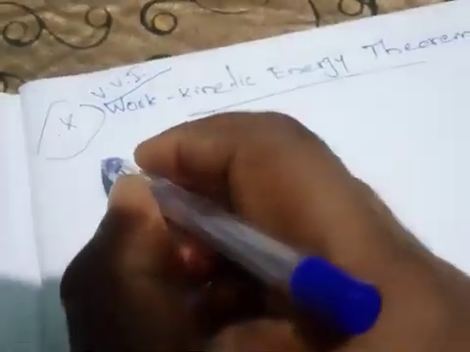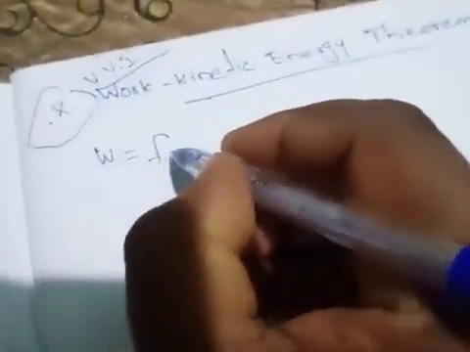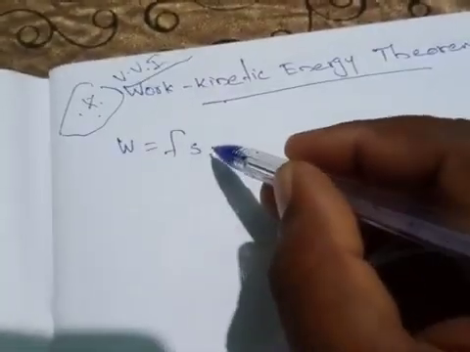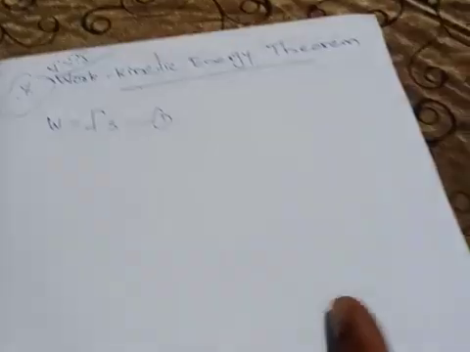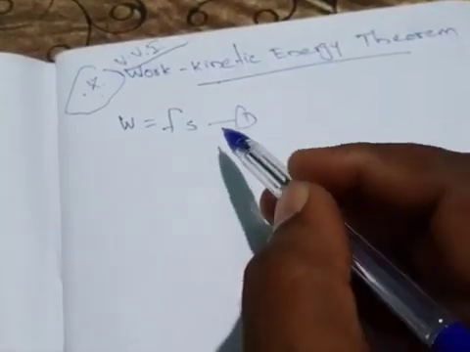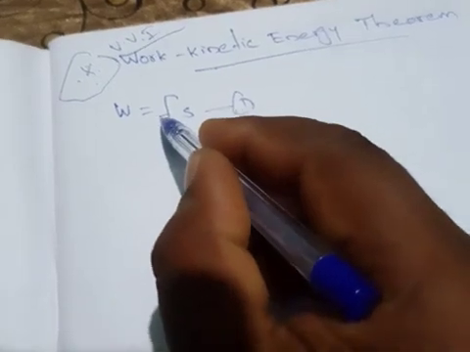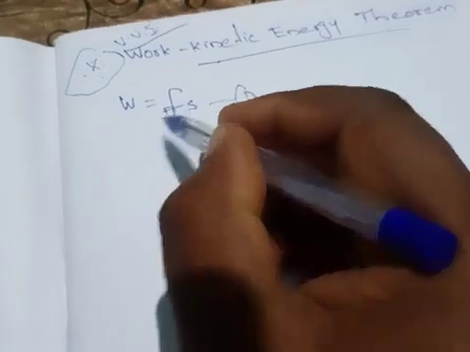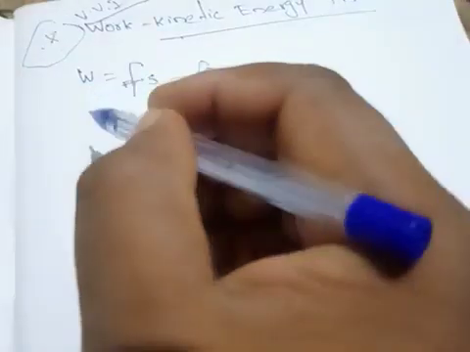So some work is done. That work done is W equal to Fs, work done is equal to force into displacement. This is equation 1. And the next thing is, you see this force. How much is this force? For that we are taking Newton's second law. Newton's second law, we all know, F is equal to ma.